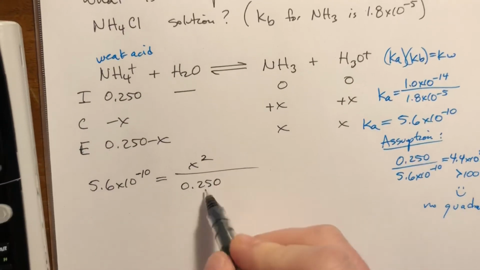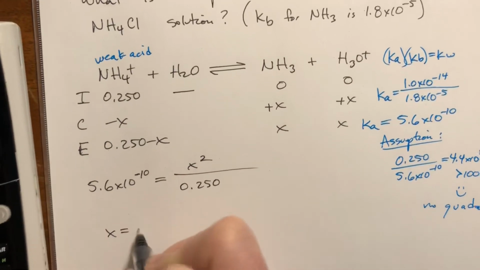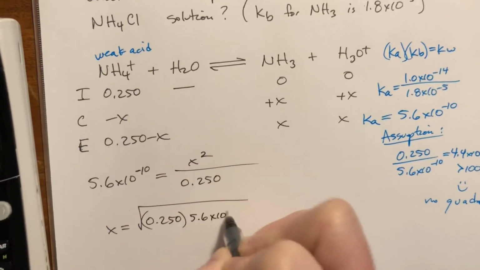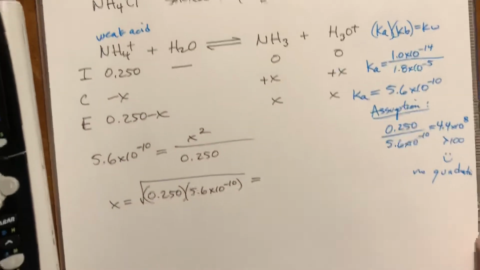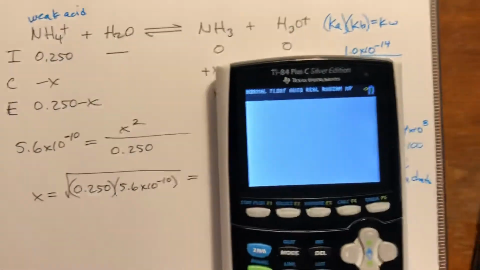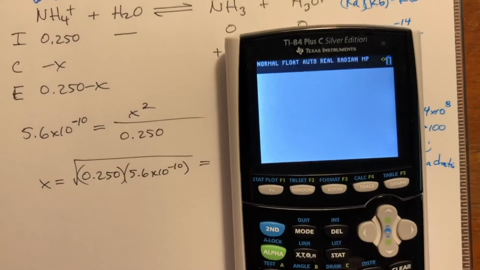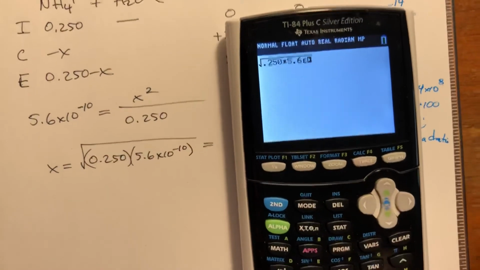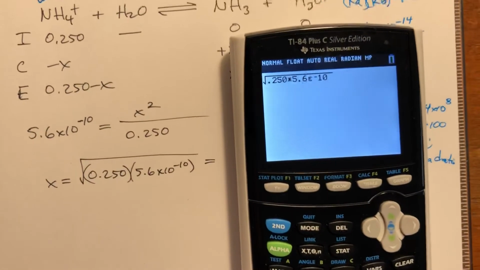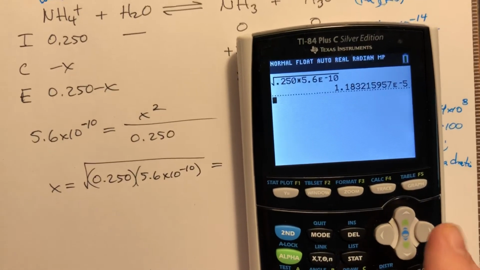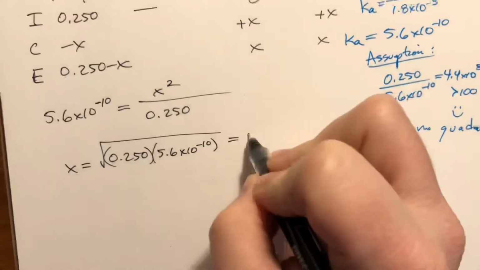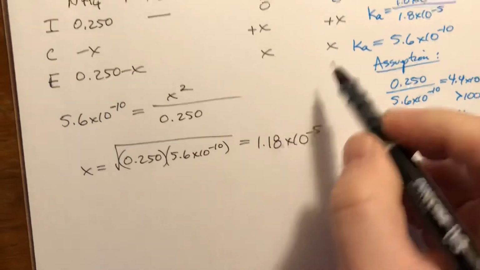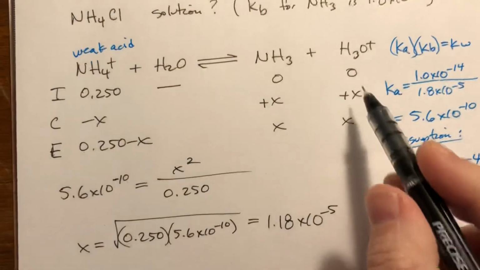So to solve for x, we're going to multiply this over and then take the square root. So let's plug in some numbers and see what we get. Square root of 0.250 times 5.6 e to the negative 10th. I got 1.18 times 10 to the negative 5th. This is the molarity of our H3O+.